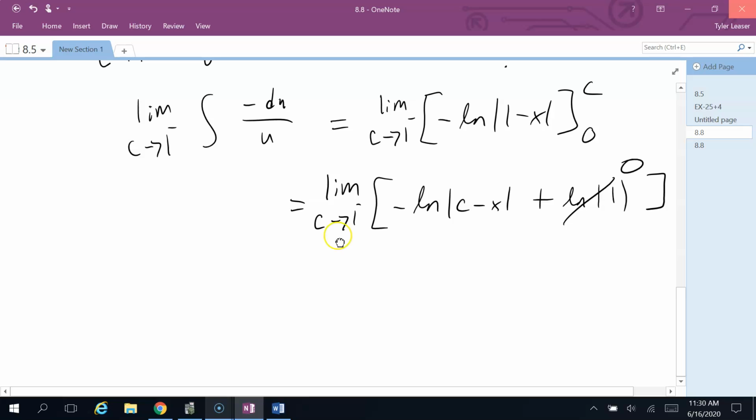Okay, now let's worry about the limit stuff. Oh, I plugged the c into the wrong spot. Sorry about that. I don't know what I was thinking here. I should have been plugging the c in for the x, so this is 1 minus c.